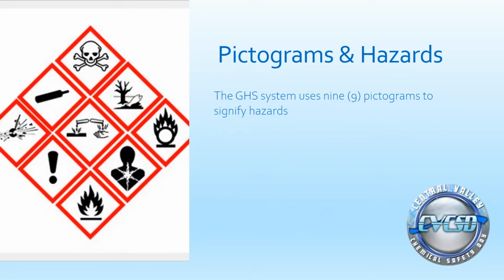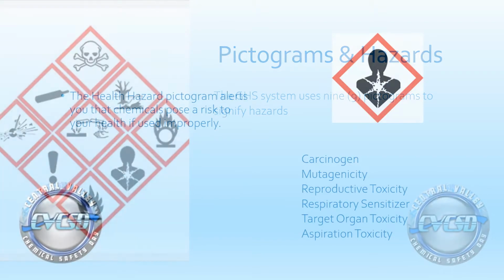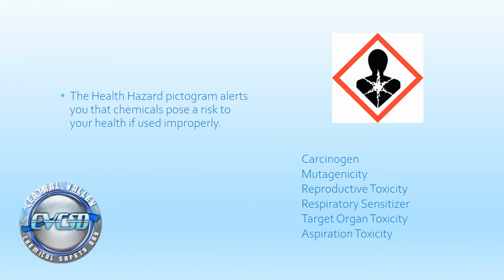Pictograms and hazards. The GHS system uses 9 pictograms to signify hazards. Over the next series of slides, we will review each pictogram and the hazards associated with them. The first pictogram we'll be reviewing is the health hazard pictogram. The health hazard pictogram alerts you that the chemicals pose a risk to your health if used improperly.